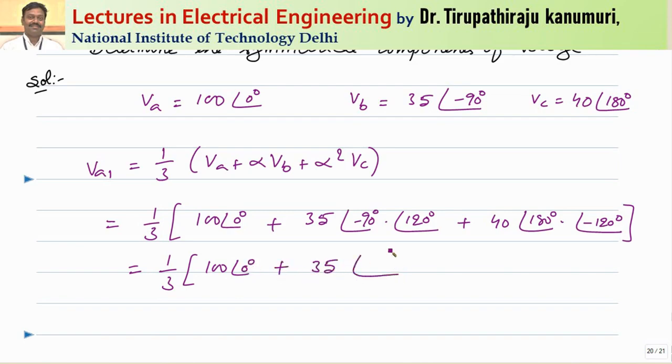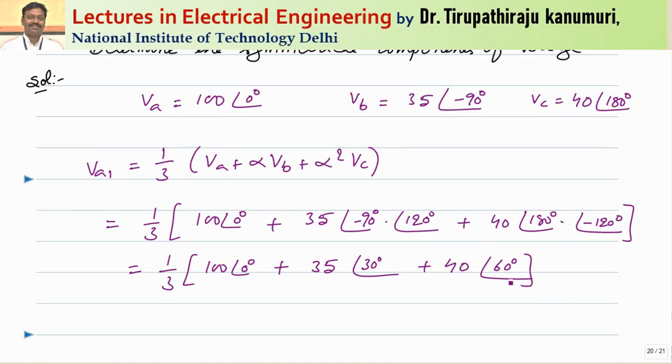So we know that whenever you are doing the product of 2 in polar form, the magnitudes will multiply and the angles will add to each other. So you have to add these things. This is minus 90 plus 120. So this becomes equal to 30 degrees. And the third one will be 40 at an angle of 180 minus 120. So this becomes 60 degrees.